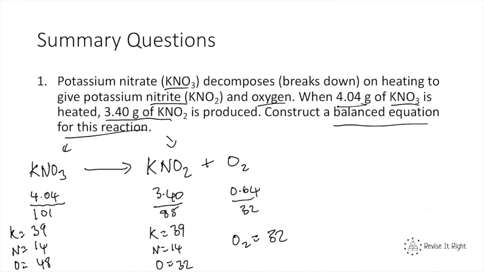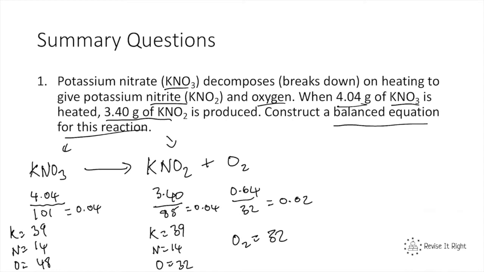We then need to work out our moles by doing moles equals mass over MR. So the mass is 4.04 here, divided by 101. So you pop that in a calculator, you get 0.04. Now we're going to do 3.40 divided by 85. I pop that in a calculator, again you get 0.04. And finally, you want to do 0.64 divided by 32 to work out oxygen, you get 0.02.